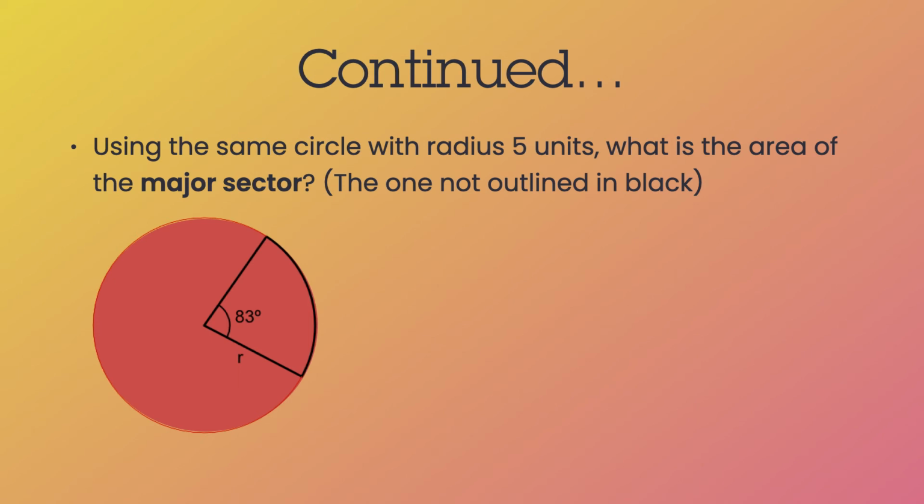So to find what's left, what that major sector's angle is, we'll just take 360, the full circle, and subtract off the 83. We get 277. So here's our arc length, our sector area formula. We're just going to plug that 277 in.